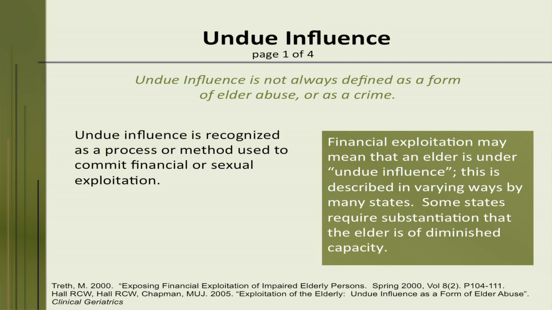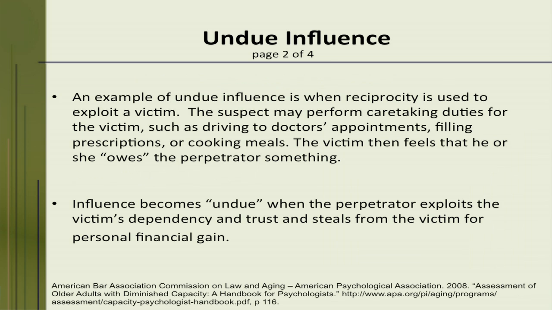Then there's this idea of undue influence, and this isn't necessarily a form of exploitation or a form of abuse. It's more of a process or method that's used to commit financial or sexual exploitation. And undue influence is the concept that a lot of times needs to be preserved and shown to be evident in cases where elder abuse, of financial exploitation, or of the sexual exploitation type receive a conviction or prosecution. And so let's talk a little bit more about what undue influence consists of.